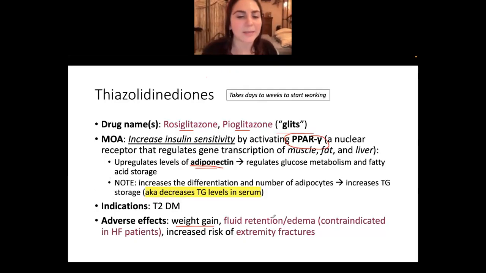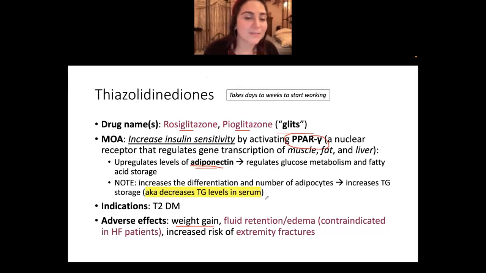And then your adverse effects. I have the weight gain, which hopefully makes sense, and then the weird ones that I highlighted. For whatever reason, these guys cause fluid retention and edema. So a lot of the times you can't give this to a patient with heart failure because it'll lead to acute decompensated heart failure because of that edema. And then there's an increased risk of extremity fractures.